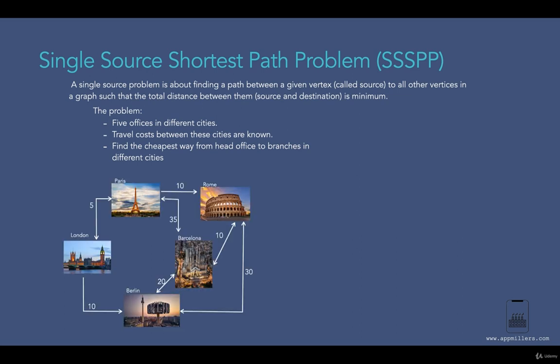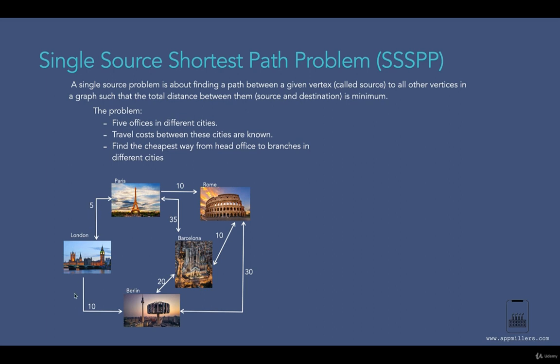So let's say we have our offices in 5 different cities across Europe. We have an office in London, Paris, Rome, Barcelona, and another in Berlin. Let's say our head office is located in London. So we need to find out the cheapest flight from London to the other branches.